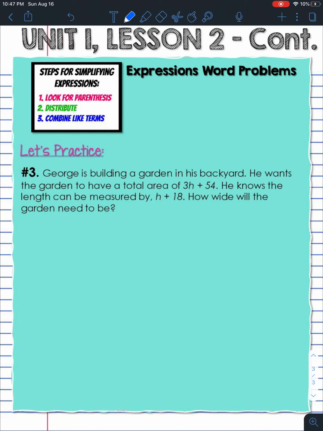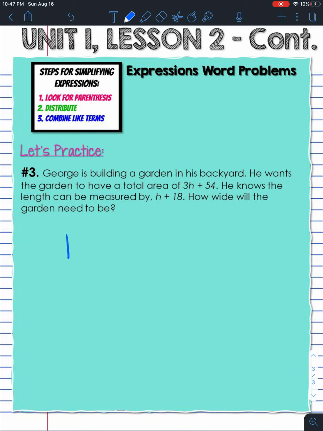Okay, so now we have George, and he's building a garden in his backyard. He wants the garden to have a total area of 3h plus 54. He knows the length can be measured by h plus 18. How wide will the garden be?